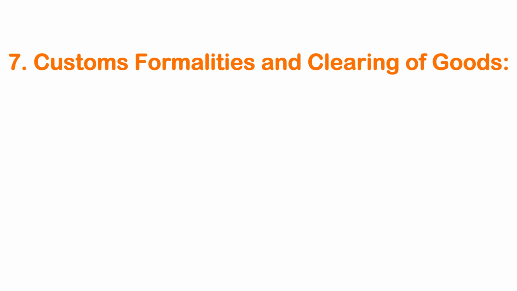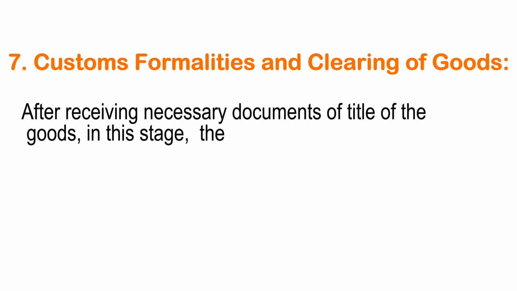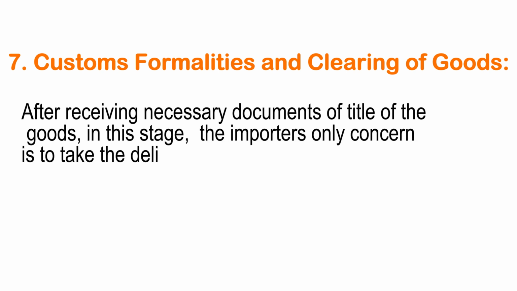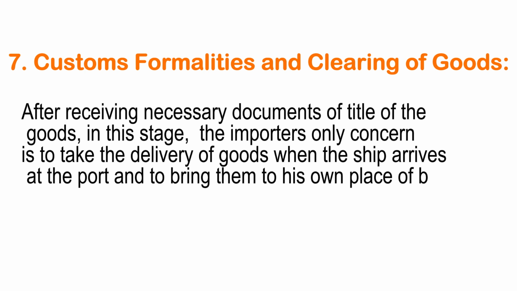7. Customs formalities and clearing of goods. After receiving necessary documents of title of the goods, in this stage, the importer's only concern is to take delivery of goods when the ship arrives at the port and to bring them to his own place of business.